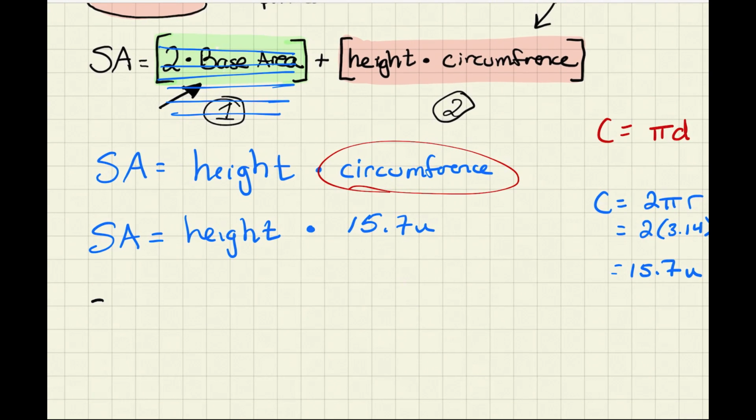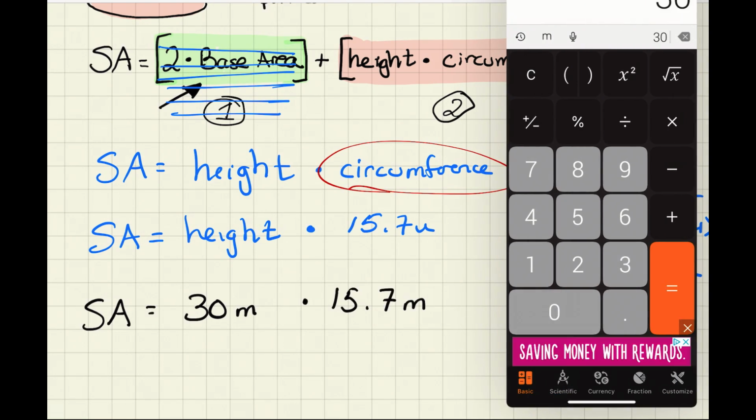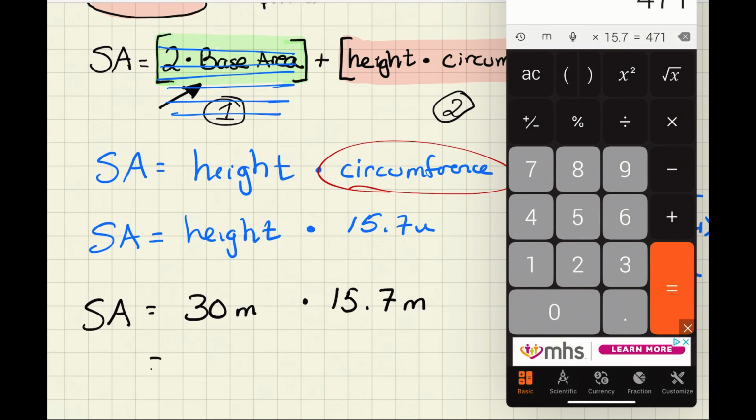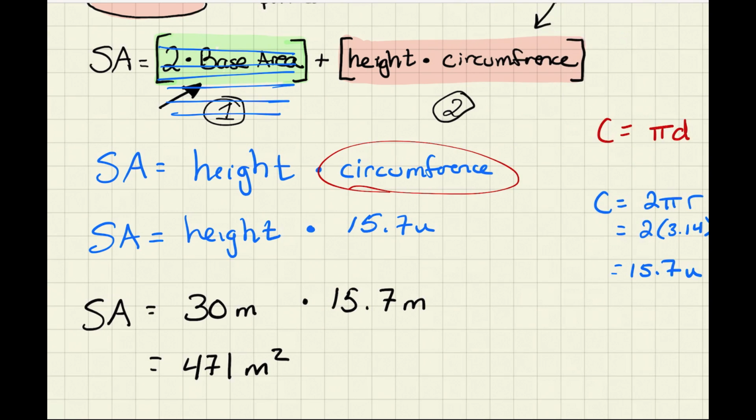Okay, so surface area equals 30 meters times 15.7 meters. 30 times 15.7, 471 meters squared. Surface area. Area always has units squared. And that would be the end of this particular problem.